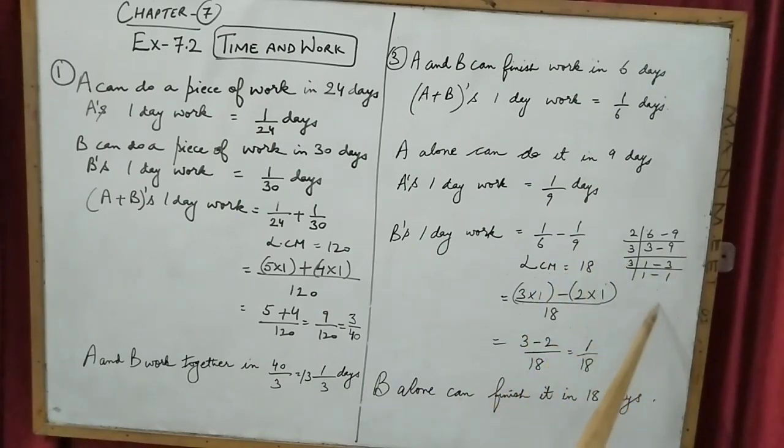Same way, find the LCM. We got 18 as the LCM. Then we solve our sum. Now our answer is B's 1 day's work is 1/18. But we want to know in how many days B alone can finish it, not the 1 day's work. So we will take the reciprocal of this. The reciprocal will be 18 upon 1, and 18 upon 1 means 18 days.